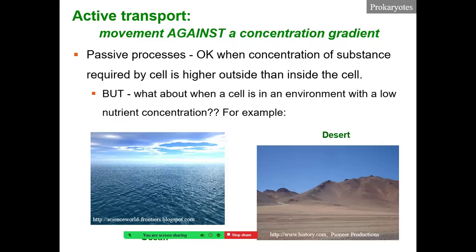But what about when a cell is in an environment with low nutrient concentration, such as a cell in the ocean or a cell in the desert, like the Sahara Desert? What's the cell to do then? The cell then must rely on active transport to move the molecule from areas of low concentration to areas of higher concentration, to move it inside the cell.